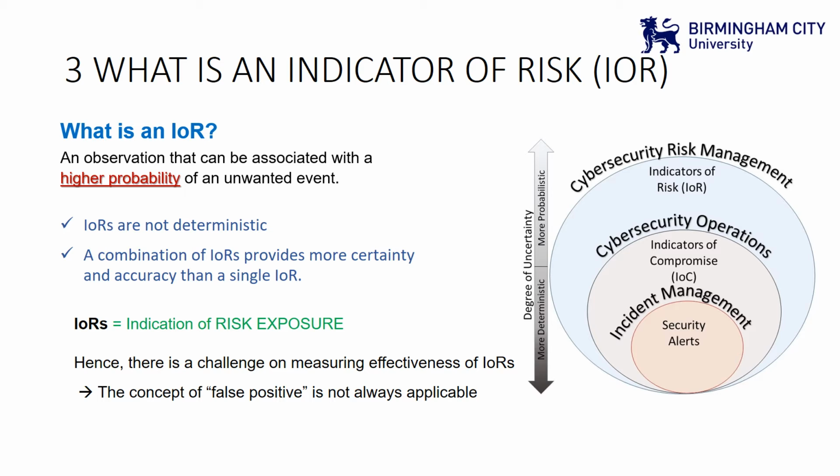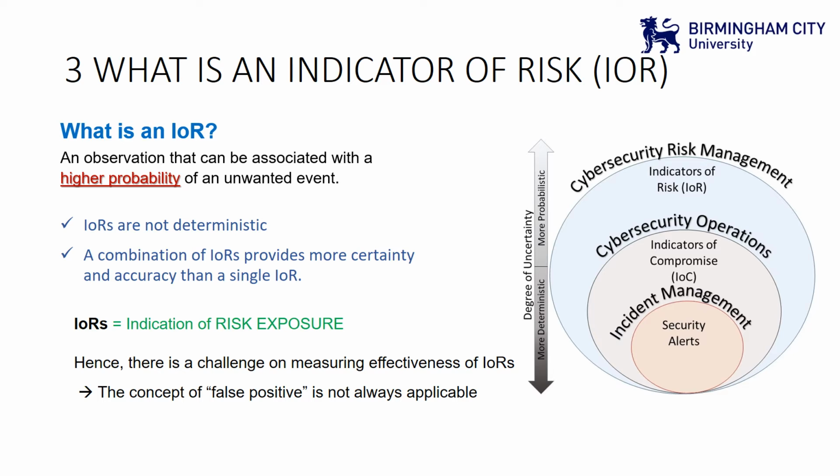So they are associated with a high probability of an unwanted event, and hence they are not deterministic. However, a combination of indicators of risk can provide more certainty about the possibility of an event. On the right-hand side, you can see a Venn diagram in which we regard indicators of compromise as a subset of indicators of risk. The difference is that when you move towards indicators of compromise or even security alerts, you're having indicators that are more deterministic, whereas pure indicators of risk are more probabilistic.